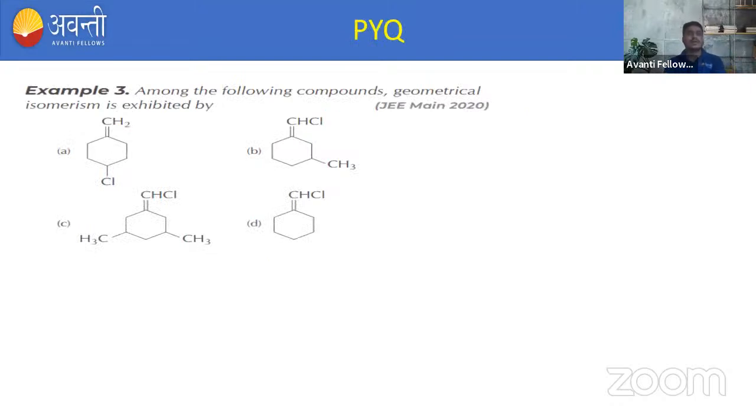Okay. Now, this is a question that came in the JEE 2020 examination, and they are asking: among the following compounds, geometrical isomerism is shown by. So quickly tell me, remembering the same two conditions, there is no free rotation, two different groups are present. Keeping all this in mind, tell me, among the following compounds, which one will exhibit geometrical isomerism? Quickly.